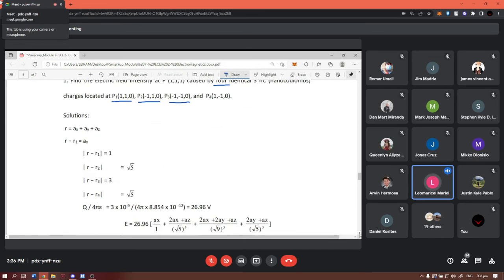So, kukunin mo yung epekto ng P1 PT, okay, plus epekto ng P2 PT, then plus epekto ng P3 PT, plus P4 PT. Yun yung kukunin natin kasi meron tayong 4 na points located at P1, P2, P3, and P4 affecting our test charge which is located at P. Nasundan yun? Kaya isa-isahin mo yon. Kunin natin yung una.